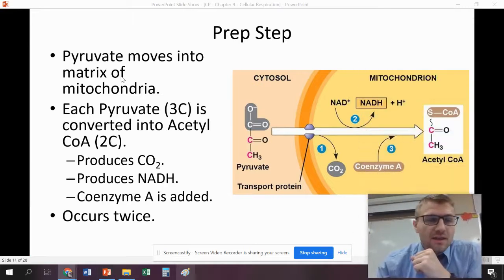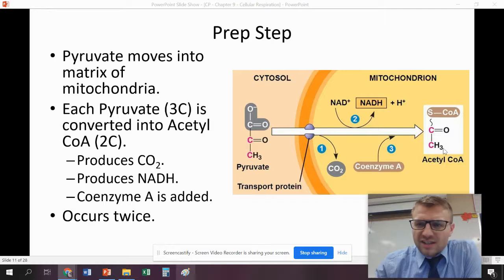All right. The prep step. This occurs in the matrix of the mitochondria. And what happens is the pyruvate molecules are both going to move to the matrix inside the mitochondria. So again, this is the cytosol or the cytoplasm. It's going to move these pyruvate molecules into the mitochondria. These pyruvate molecules are converted into something called acetyl-CoA. You can see this molecule, acetyl-CoA. It looks really complicated. Just understand it has 2 carbons.